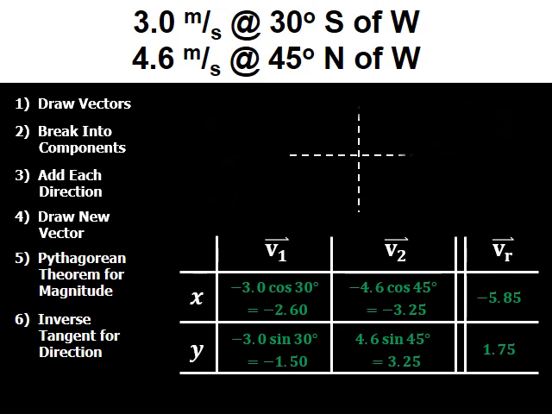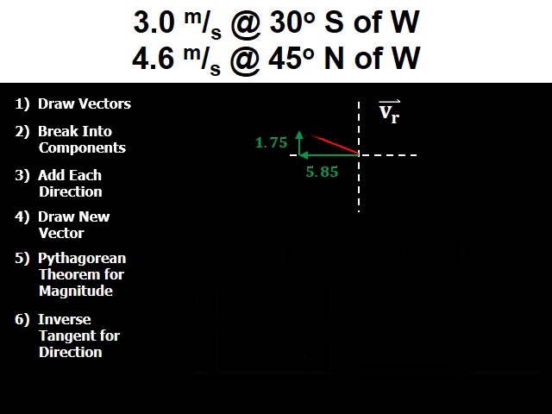Next, we're going to draw our new vector. Our new vector is going to have, in the x direction, negative 5.85. Now we're going to get rid of that negative because we already have the direction here, and that negative is really just going to mess up our math later. So we're just going to drop it, and we'll still get the correct answer at the end. The y component is 1.75, and then we have our hypotenuse with the angle that we're going to find.